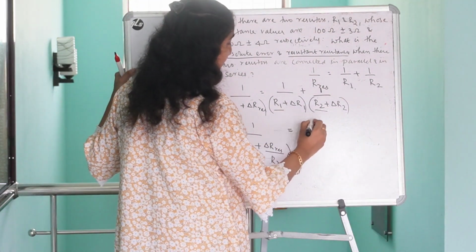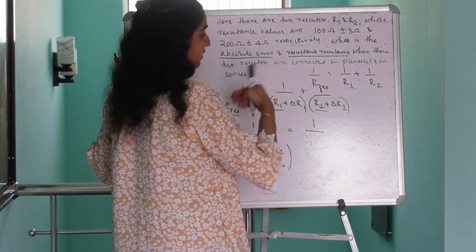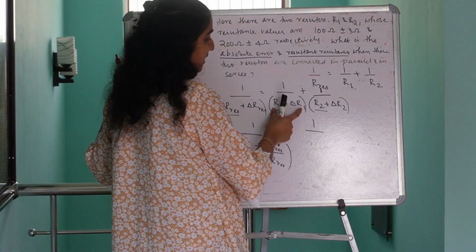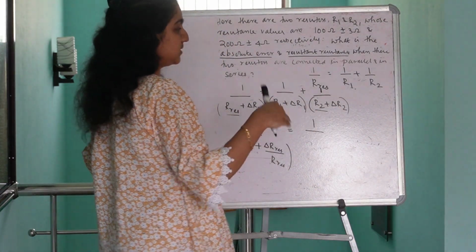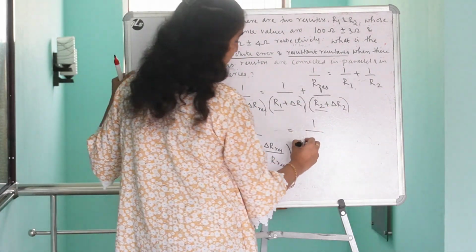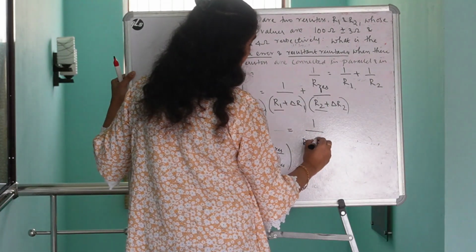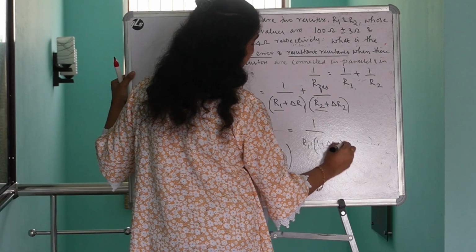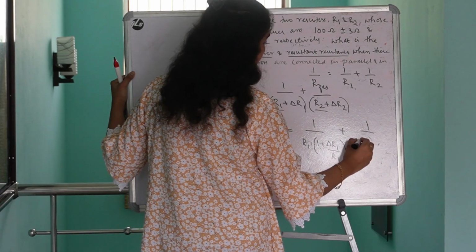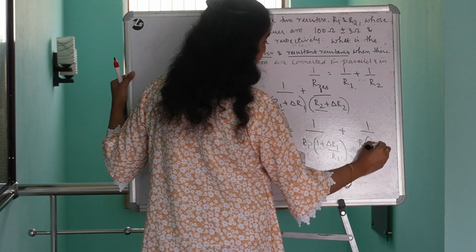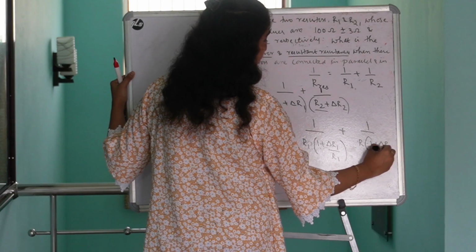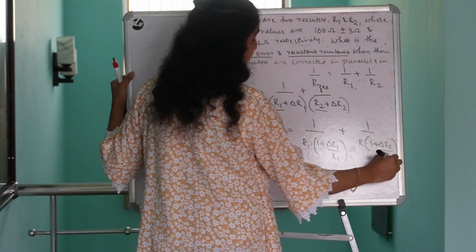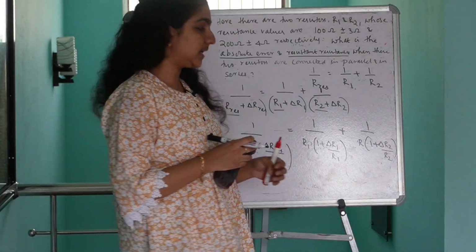Similarly, I am going to take R1 commonly outside from this denominator and R2 commonly outside from this denominator. So I will get 1 divided by R1 into 1 plus del R1 by R1, plus 1 divided by R2 into 1 plus del R2 divided by R2. Is it clear, guys, up to this?